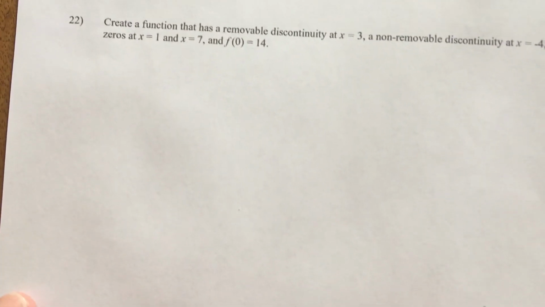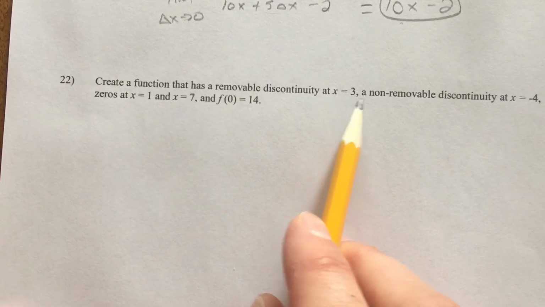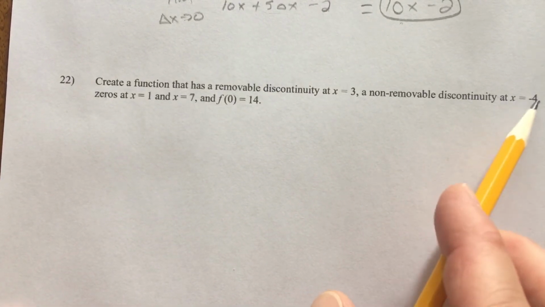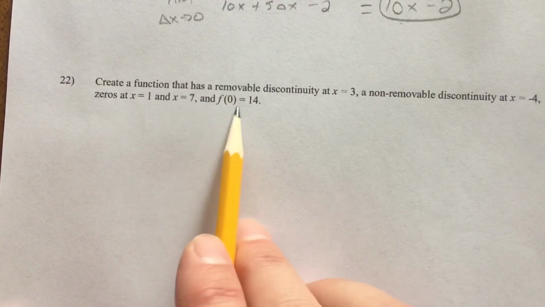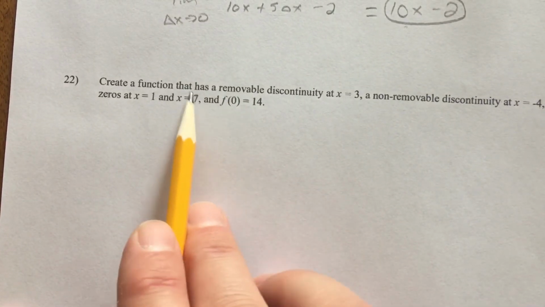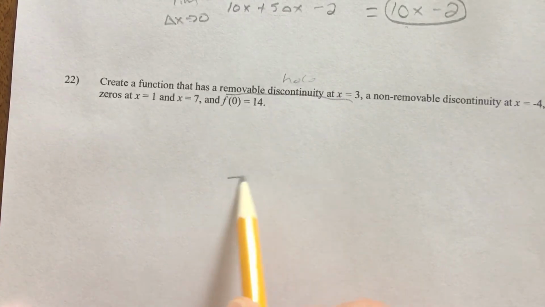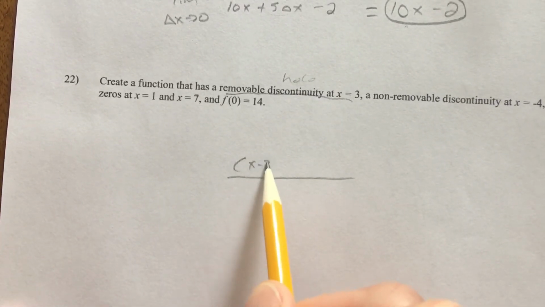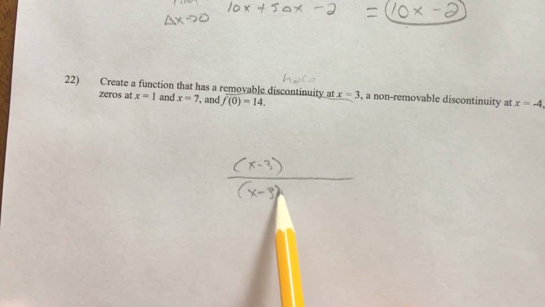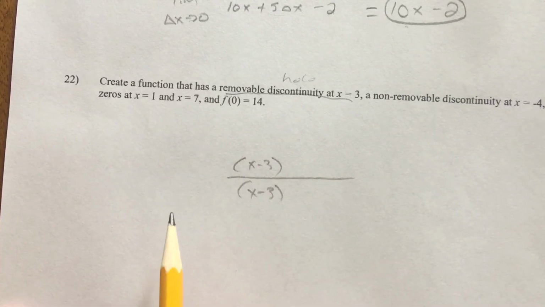Okay. All right, our last one here says, can we create a function with a removable discontinuity at 3, non-removable at negative 4, zeros at 1 and 7, and then somehow make f of 0 equal to 14. So let's start with the first one. A removable discontinuity. That means there's a hole in the graph. That means that we had an x minus 3 and an x minus 3 on the top and bottom. Cancels out, creates that removable or that hole.